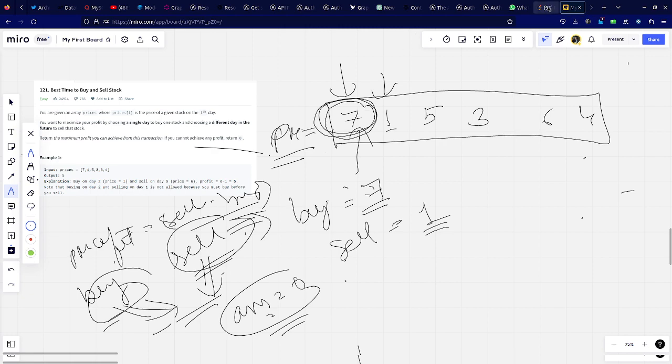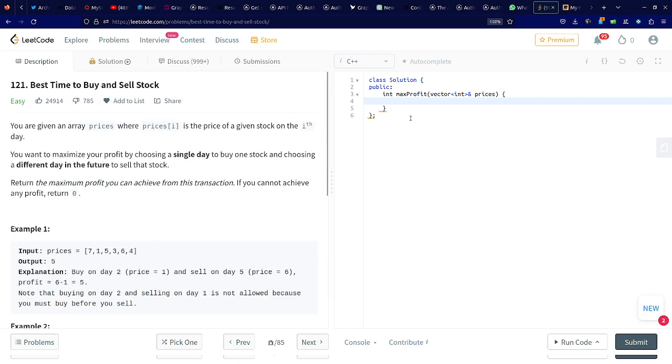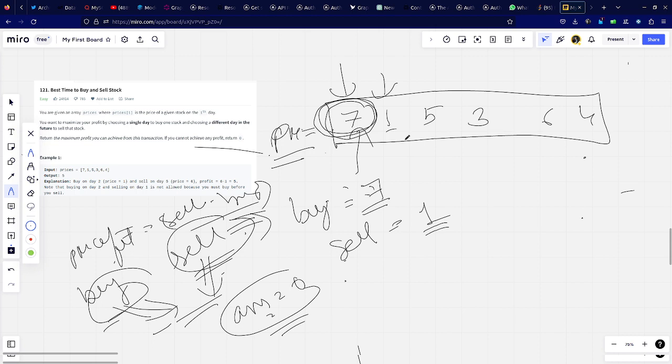Now if I show you the question, here it is given that prices.length can vary from 1 to 10 to the power 5. So if the length is 1, then the profit will be 0, because there is no scope of selling that particular product, right? So there will be no profit, and so we can include that as a base case.